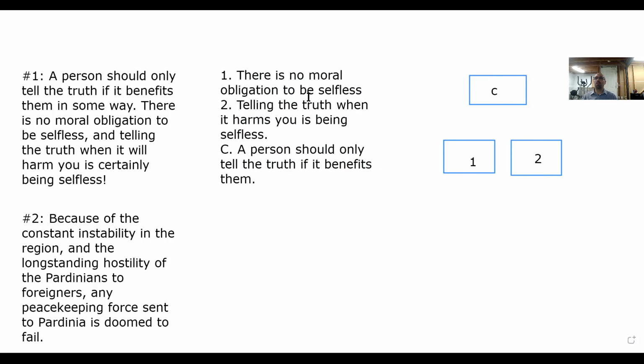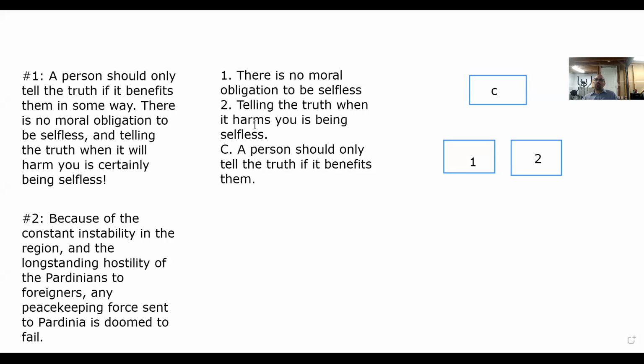So if we said there's no moral obligation to be selfless, and therefore a person should only tell the truth when it benefits them, I think we'd say that doesn't work. We're not really connecting this idea of selflessness to the telling of the truth. Where is telling the truth even coming from if this is our only premise?